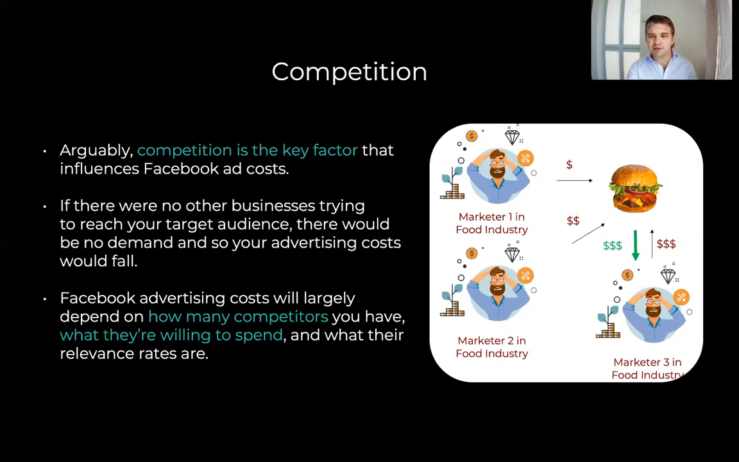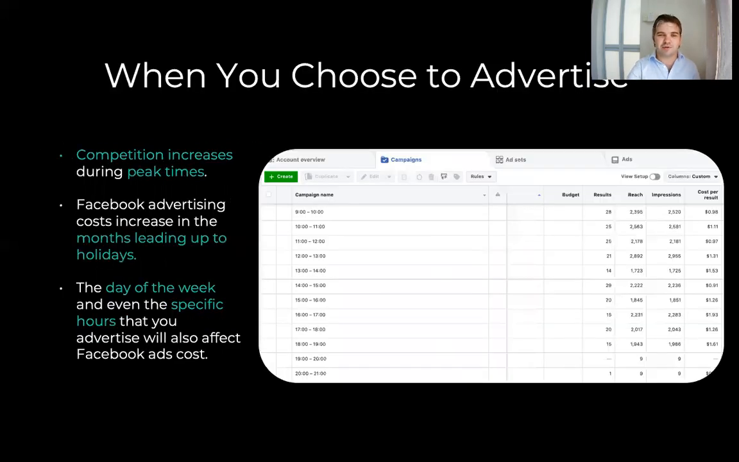And competition really affects the cost of your ads. The more people compete for the same category, the same people, the more expensive your ads will be. When to choose to advertise? You can see this picture basically showing that in different time frames, you might have a very different cost per result. It might range, in this particular example, from 0.91, I guess, to 0.93.